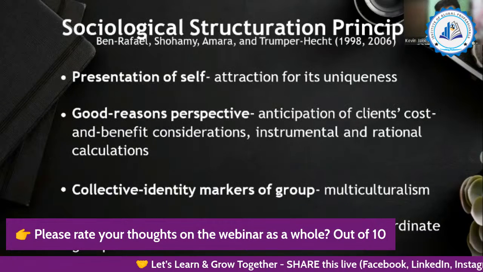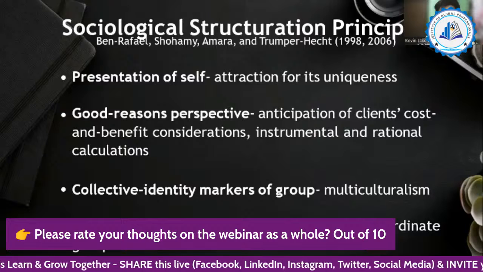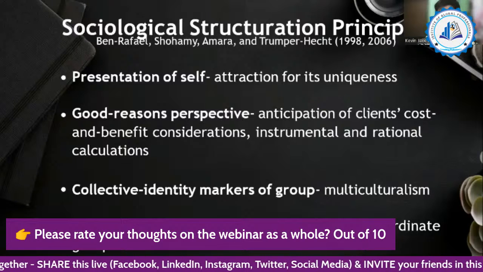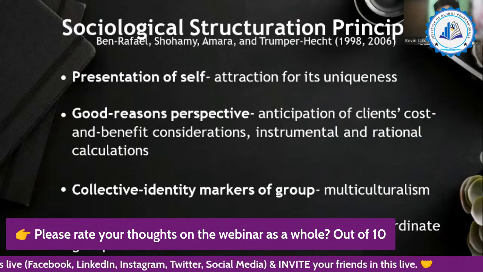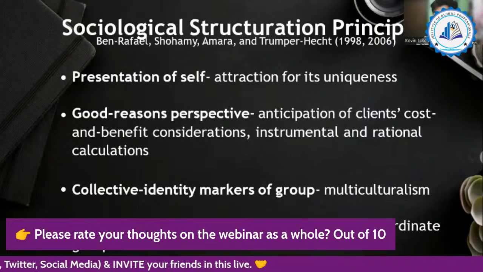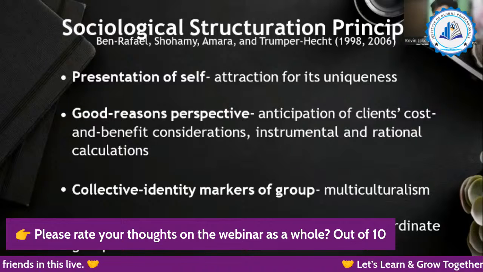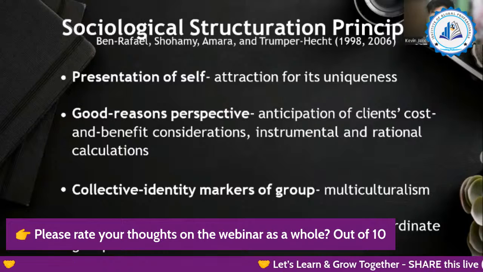And another principle is actually devised by Ben-Rafael, Shohamy, Amara and Trumper-Hecht back in 1998 and 2006, and they call this principle the socio-logical structuration principles.